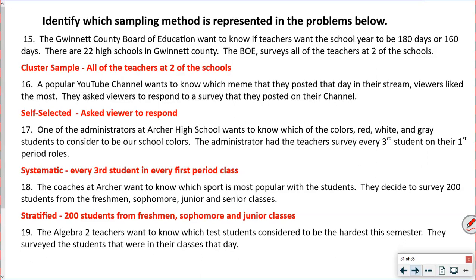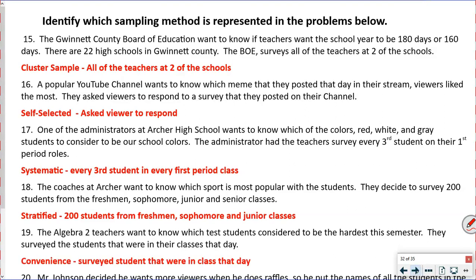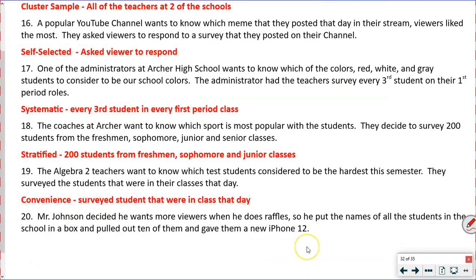Number 19, the Algebra 2 teachers want to know which test students considered to be hardest this semester, so they surveyed the students that were in their classes that day. This would be a convenience survey. Because they only surveyed the students that were in their classes that day, right?